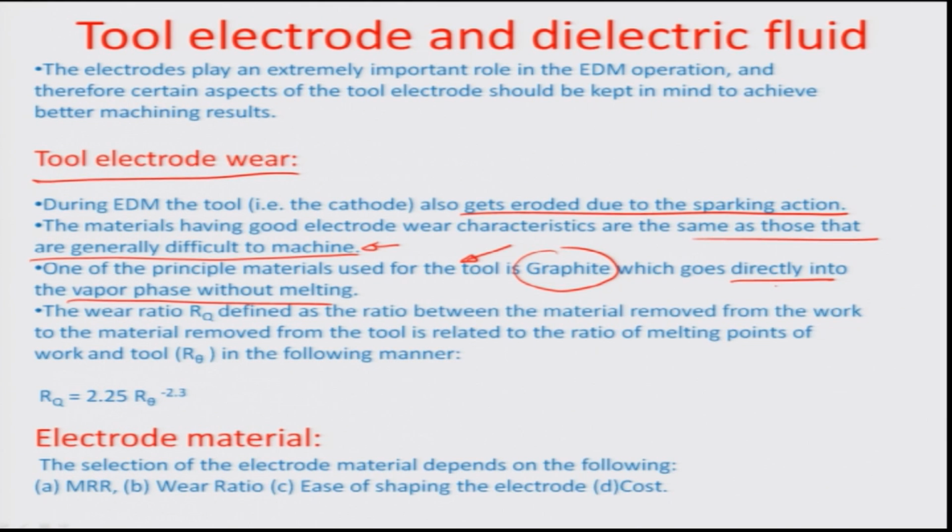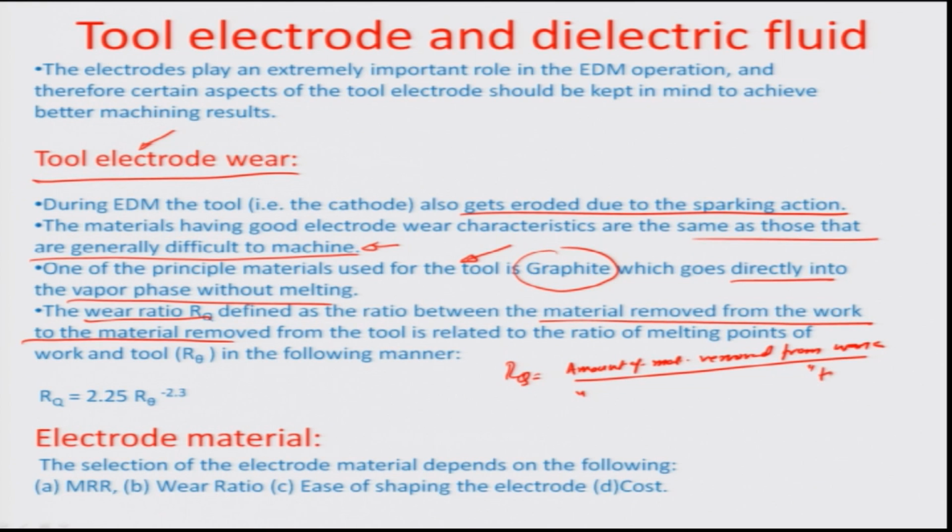So, we look at the various tool electrodes through a parameter called wear ratio RQ, which is defined as the ratio between the material removed from the work to the material removed from the tool. So, RQ is equal to the amount of material removed from work to that removed from tool. Obviously, if RQ is low, the amount of material removed from work is lower in comparison to the tool. So, you have to have a high RQ value for an electrode to be appropriate.